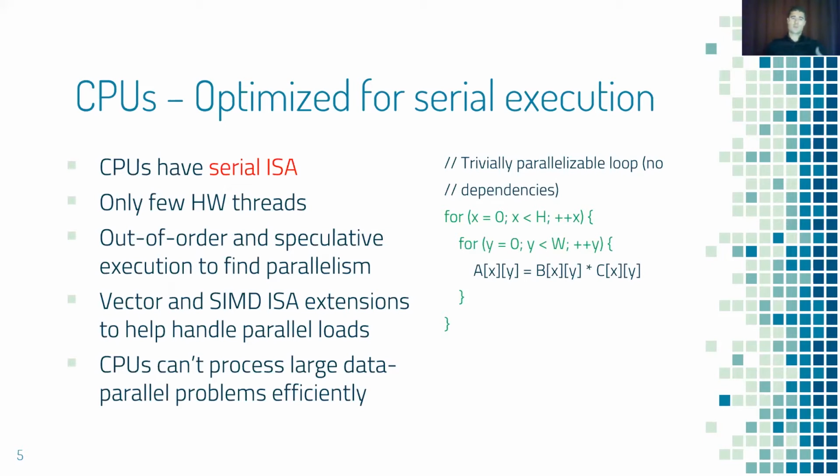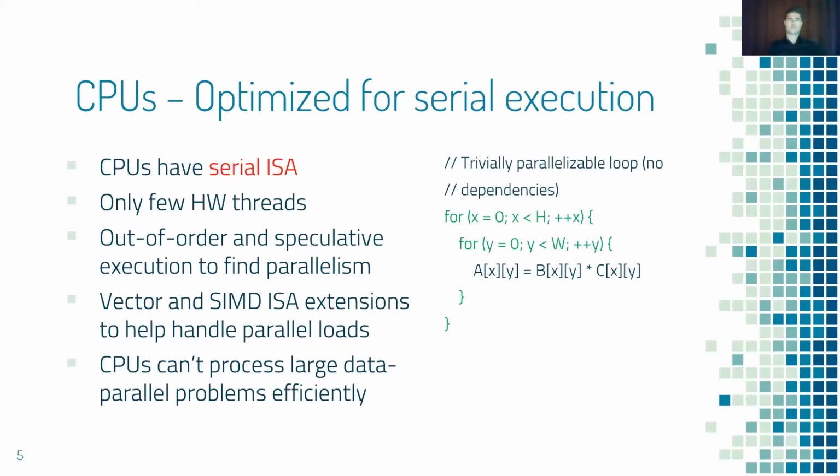to handle such problems. To get over that, CPUs, like I said, use out-of-order execution and speculative execution to find parallelism. Then architects have extended the instruction set architecture of CPUs to include vector and SIMD instructions, which also help them handle such problems. But even with all of these things, CPUs still cannot process large data-parallel problems efficiently. And that is why we need GPUs. So now we'll talk about GPU architecture.